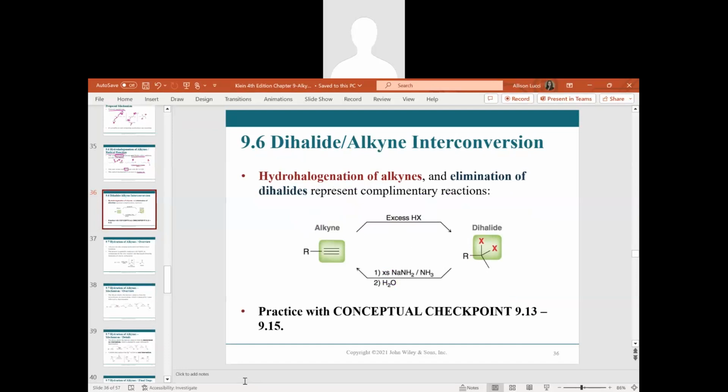So as we continue here, we see that in our top forward reaction, we have an alkyne having a hydrohalogenation addition across the triple bond of H and X to form that dihalide product. At the same time, we have the complementary, or the reverse of that reaction, seen here when we add excess sodium amide in ammonia, and then in step 2 we add an aqueous workup. So this produces our terminal alkyne again.